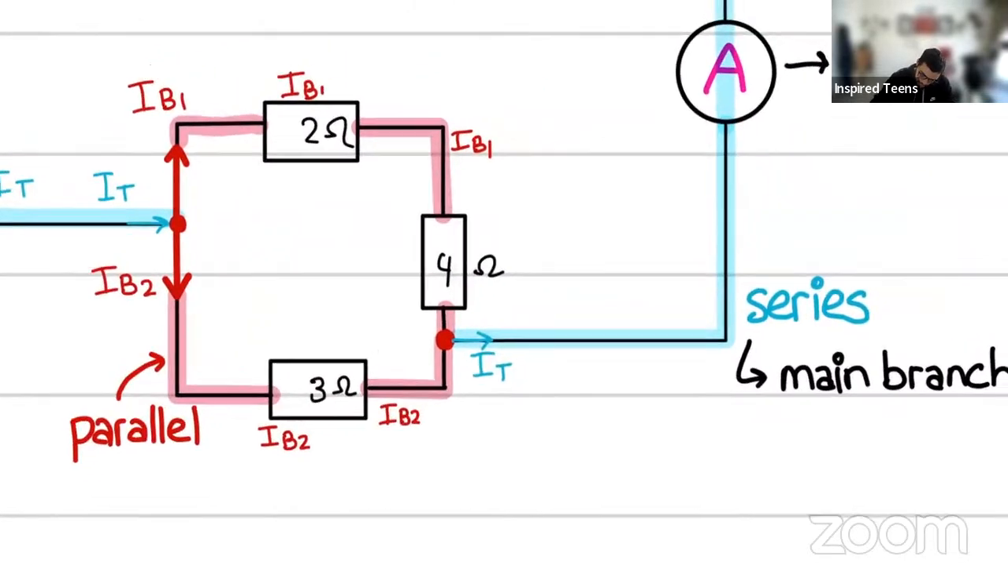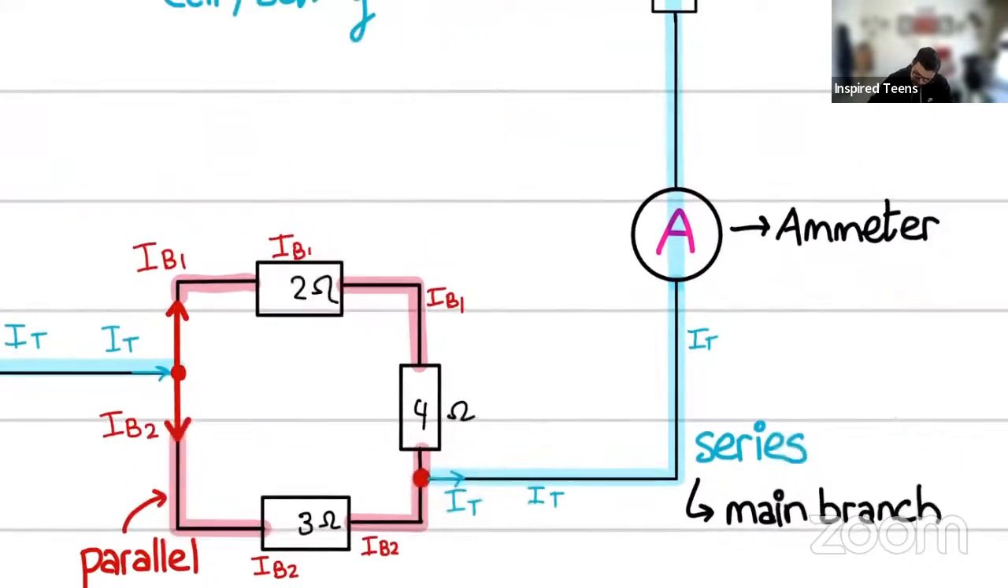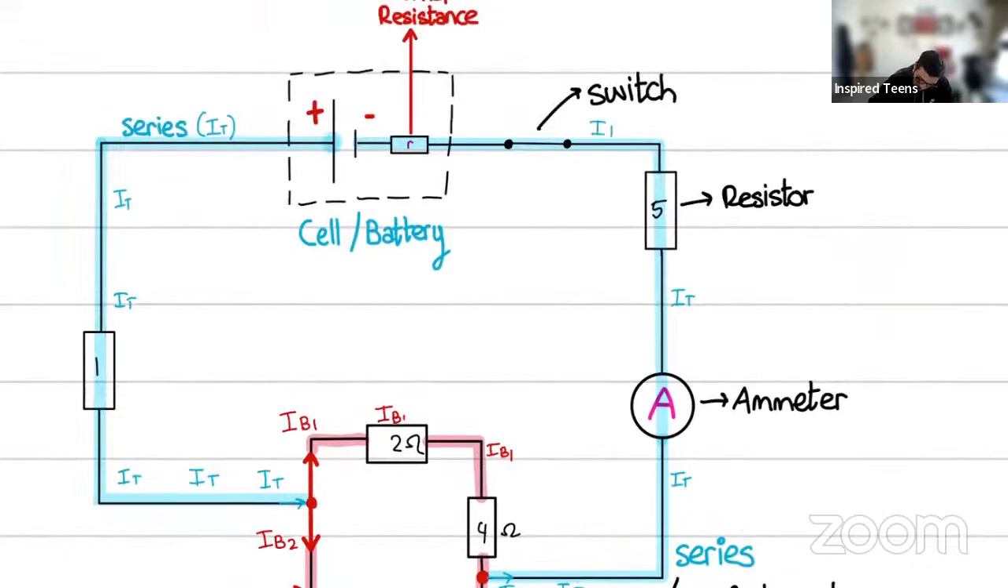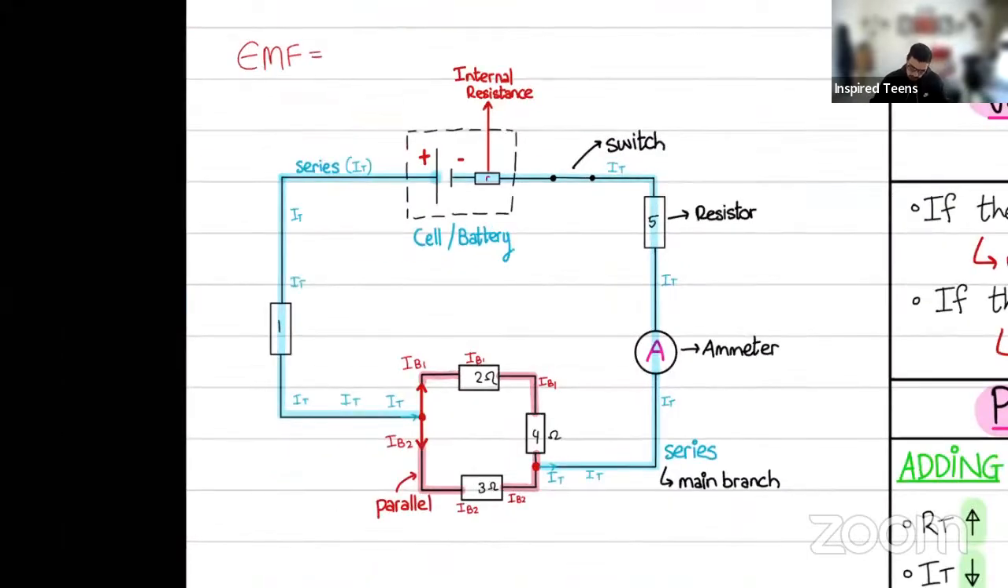Okay, but then it rejoins again to form I total, and along the entire series part of the circuit, we have I total, I total, I total, all the way, every part of the series. That's why whenever you put an ammeter in the series part of the circuit, it will always read I total. Because on the series part of the circuit, there's always I total.